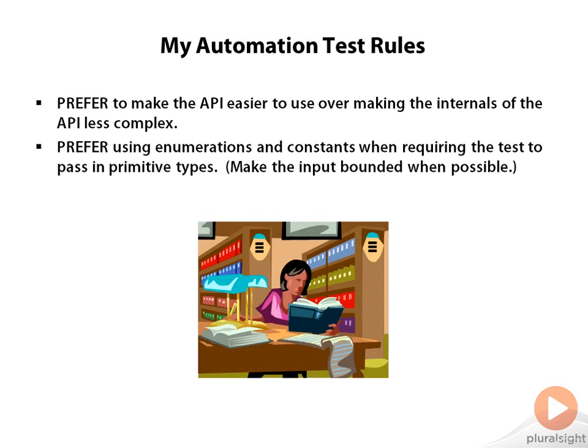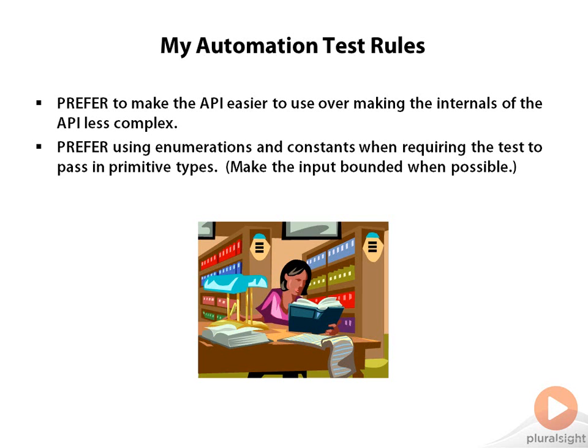Then finally, these last two are more of guidelines here, but we're always going to prefer to make the API easier versus making the internals of the API or the framework itself less complex. So if we have a choice between something that's going to make it easier for someone writing the test or something that's going to make it easier for someone developing the framework, let's make it easier on the person writing the test because you're typically going to have developers working on the framework and they can manage that complexity. They're used to it, but the test should be as simple and straightforward as possible.